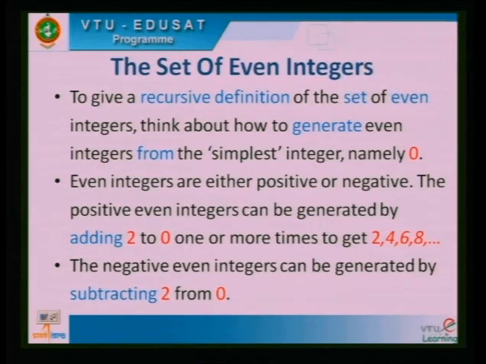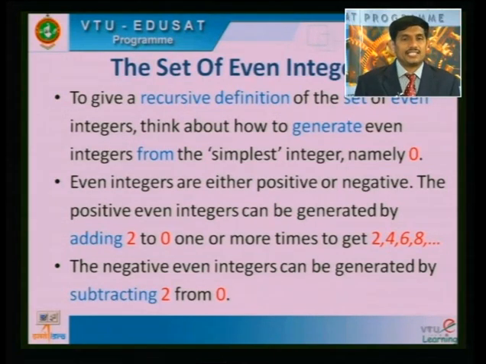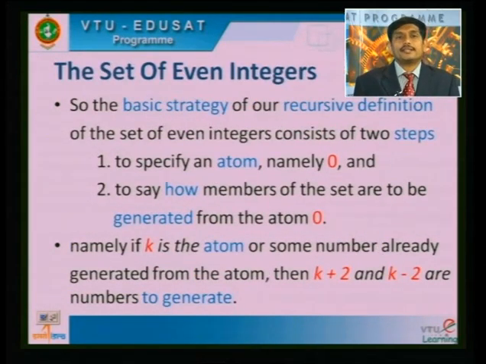The set of even integers, you are all familiar with even and odd integers. To give a recursive definition of the set of even integers, think about how to generate even integers from the simplest integer. What is the simplest integer? That starts with 0. Even integers are either positive or negative. The positive even integers can be generated by adding 2 to 0 one or more times. Start with 0, 0 plus 2 you get 2, then again 2 plus 2 that becomes 4, then 4 plus 2 you get 6, then 8, etc. Negative even integers can be generated by subtracting from 0 instead of adding. That is 0 minus 2 you get minus 2, minus 4, minus 6 and minus 8, etc. That gives the set of even integers.